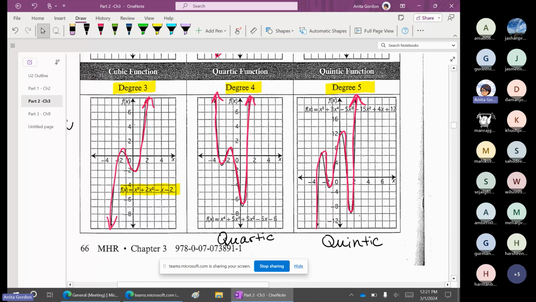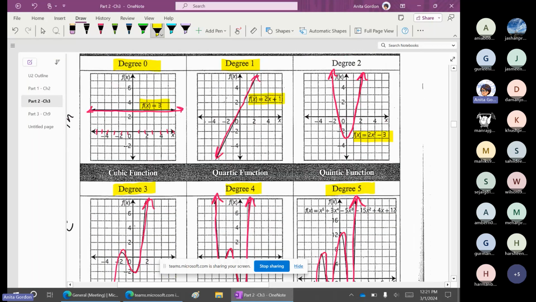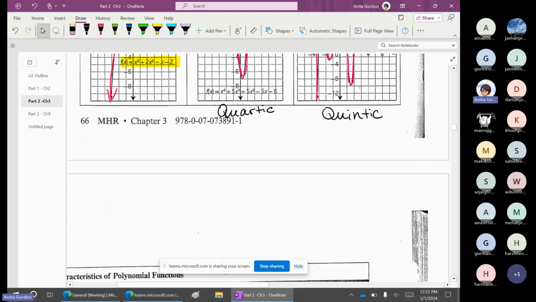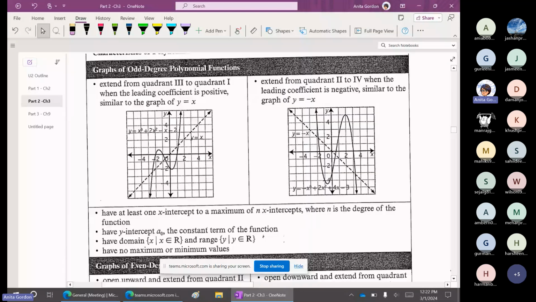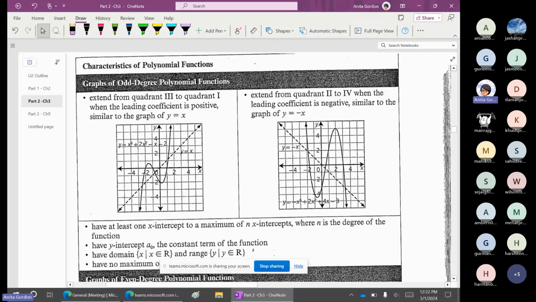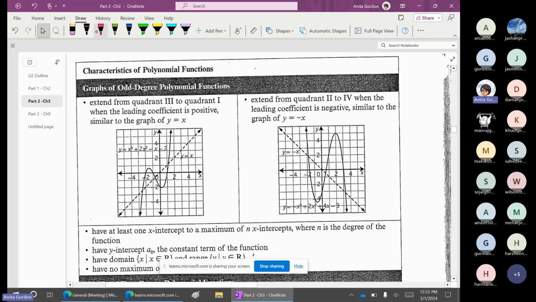Now that we've seen the first 5 degrees, hopefully you can kind of see some patterns that we can summarize, which we will do on the next page. These facts apply to all odd functions.